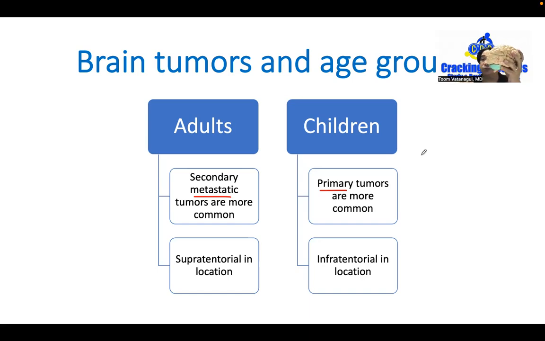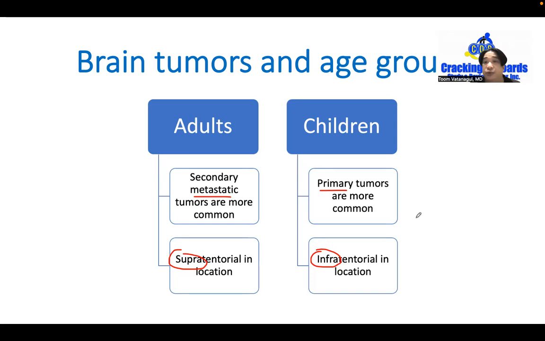All of the structures which are found below the tentorium, we call them infratentorial. Now, why is this important? Because brain tumors in children are usually infratentorial. Memorize that. In adults, it is usually supratentorial.